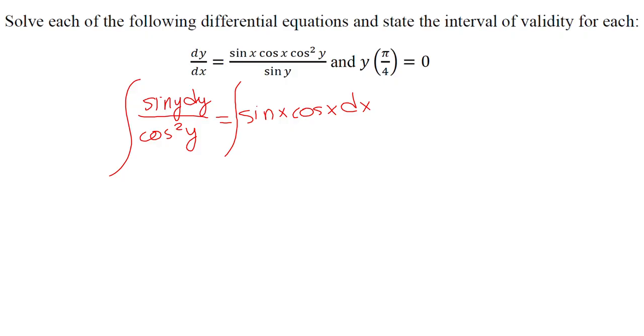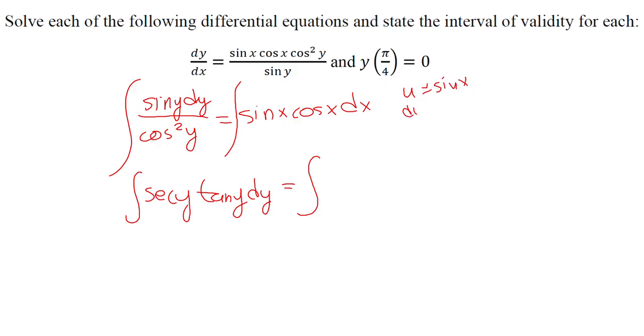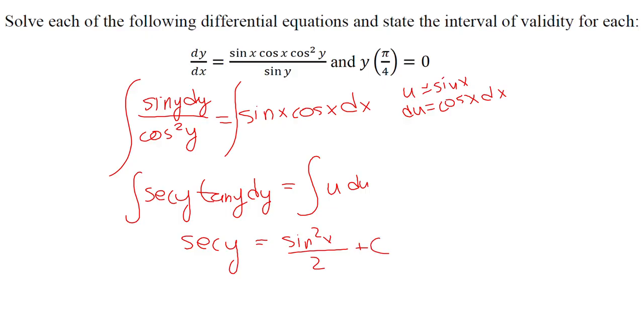Well, sine y over cosine squared y is actually the same thing as secant y tangent y dy. And then we'll still have the integral of sine x cosine x. If we let u equal sine x, though, du is cosine x dx. And so we just have an integral of u du here. So on the left-hand side, we just end up getting secant y. And on the right-hand side, we get u squared over 2 plus our constant, which is just sine squared x over 2 plus our constant.